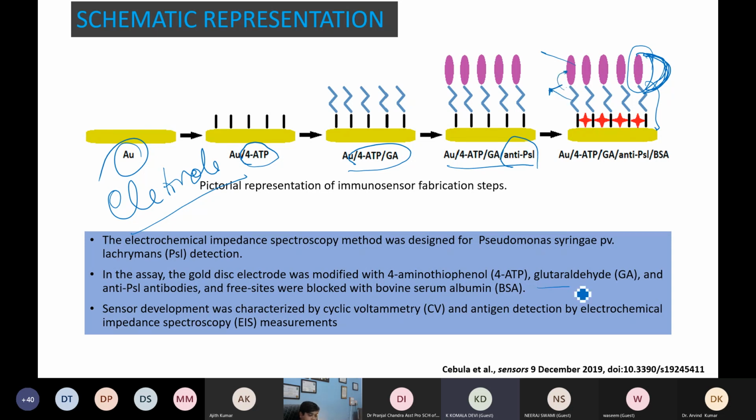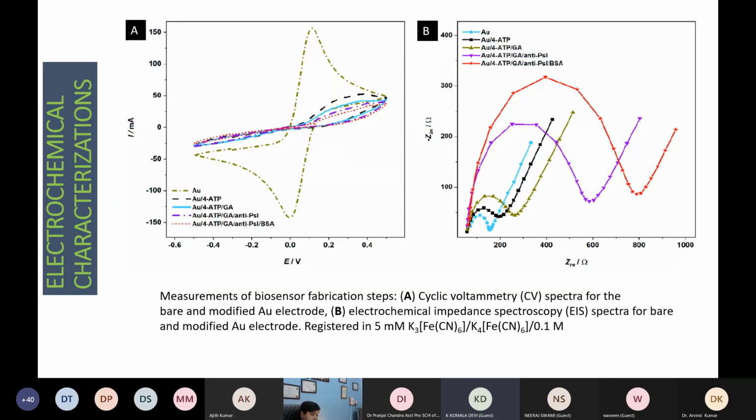And these are the chemicals people are using, glutaraldehyde or 4-aminothiophenol. These are the chemicals people are using. There are lots of chemicals. We cannot list one or two. Several thousands of chemicals can do these jobs. So what is happening? Again, please see, this is a little interesting diagram.